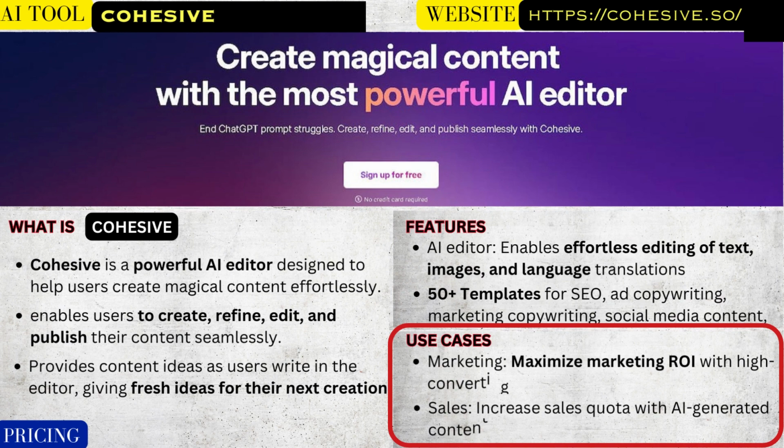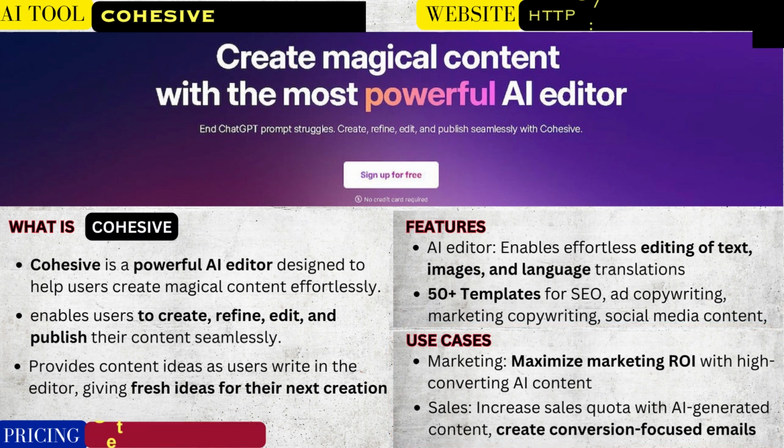It maximizes the marketing ROI with high-converting AI content, grows social media presence, improves search engine rankings, and creates ad copies that drive digital growth. It helps increase sales quota with AI-generated content, create conversion-focused emails, and there you have it. Cohesive is the most powerful AI editor that amplifies your creativity, and with its strong AI capabilities it helps increase productivity.